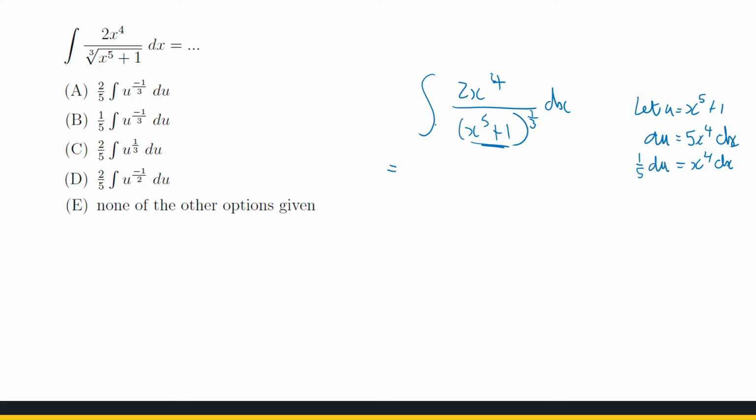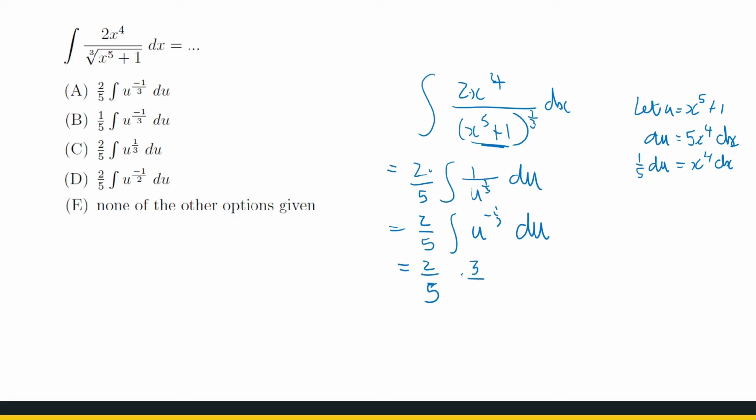So this will become, this 2 I'm taking out because it's a constant, times 1 over 5, so 2 over 5, the integral of the x to the power 4 dx gets swallowed up, so it's 1 over u to the power a third du. So that's 2 over 5, integral of u to the power minus a third du. So we just add 1 to the exponent, so it's 2 over 5. Now minus 1 over 3 plus 1 is then 2 over 3, so it's 3 over 2. Now I'm integrating, but anyway, u to the power 2 over 3 plus c.